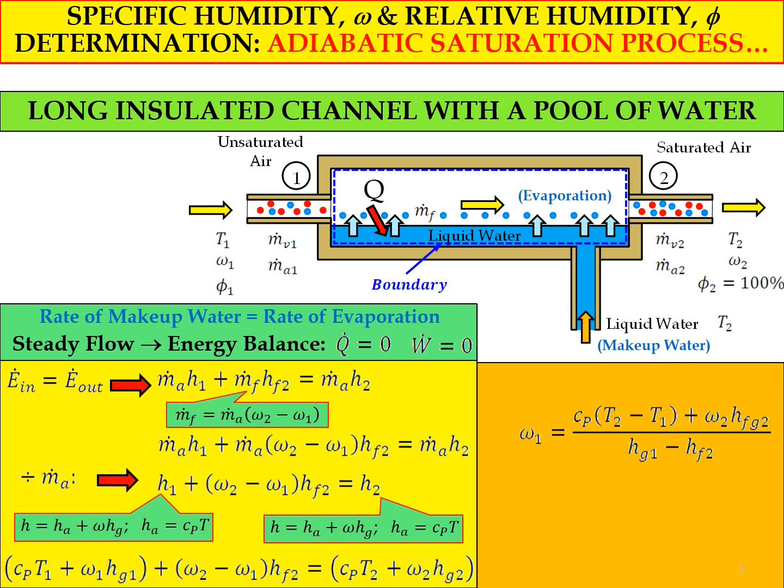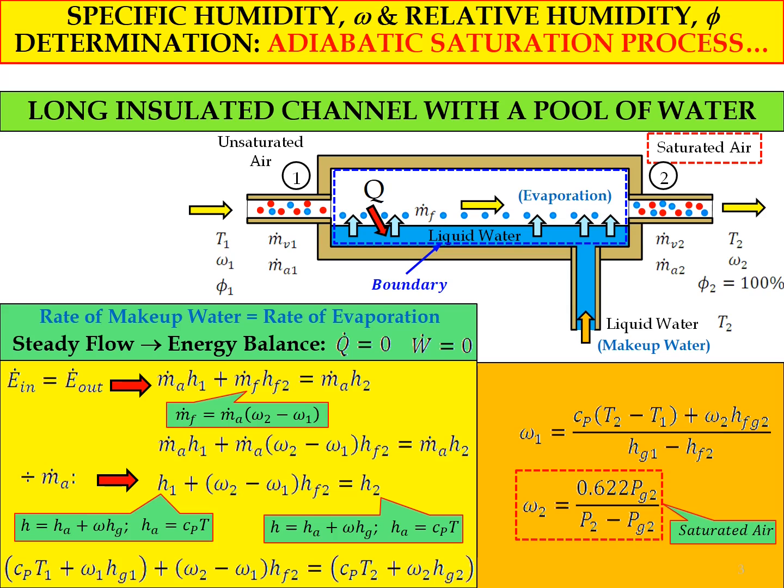And also we will get the equation for omega 2, where omega 2 equals 0.622 Pg2 divided by P2 minus Pg2. So Pg equals the saturation pressure at the temperature T2, and P2 equals P1, which equals atmospheric pressure. Okay, so the value of omega 2 is the formula for saturated air. That's why inside the equation we have the saturation pressure, Pg.